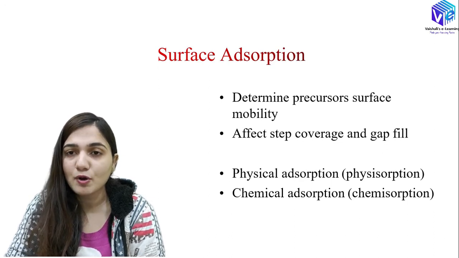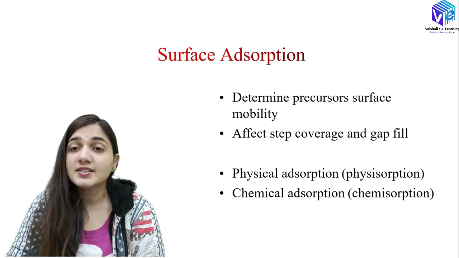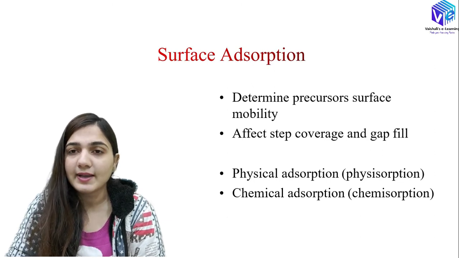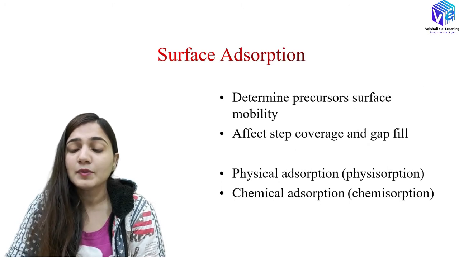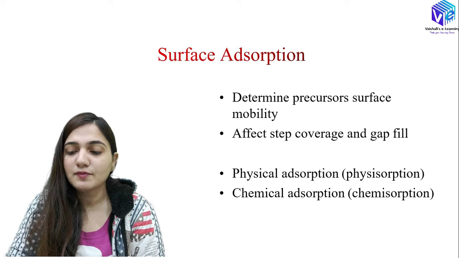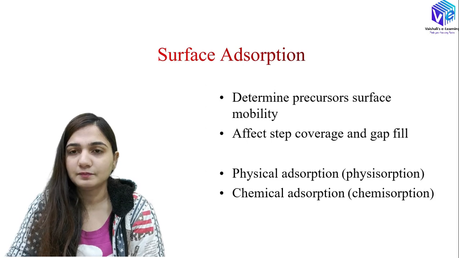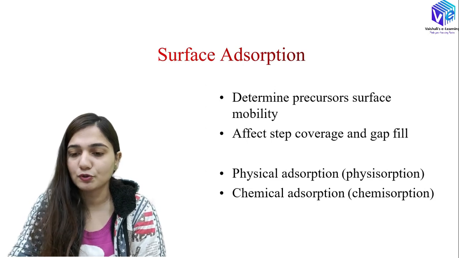If I have higher mobility of the precursors, the step coverage would be uniform, the gap fill would be high, and there would be no void formation. So we have two types of surface adsorption. First is physical adsorption, also called physisorption, and the second is chemical adsorption, which is called chemisorption. We are going to talk about both of them.